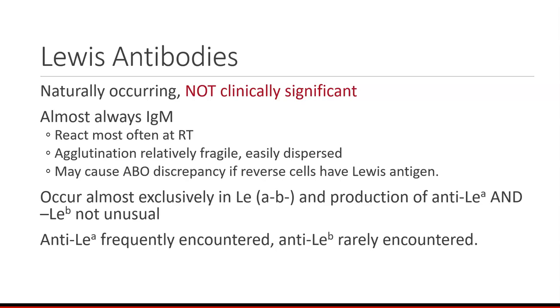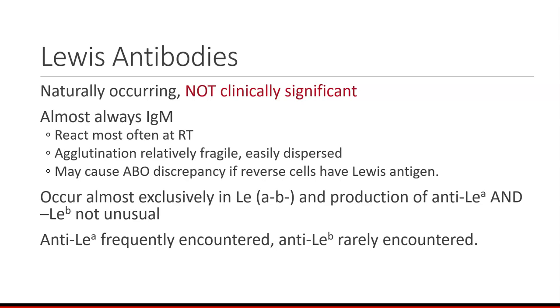The agglutination is relatively fragile, easily dispersed. That's why you want to be ever so careful when you shake your tubes. Lewis antibodies may cause ABO discrepancies if the reverse cells have Lewis antigens. In the past, this was a problem, but for years, I think they've made it mandatory that our A cells and B cells, our reagent cells, are Lewis negative.